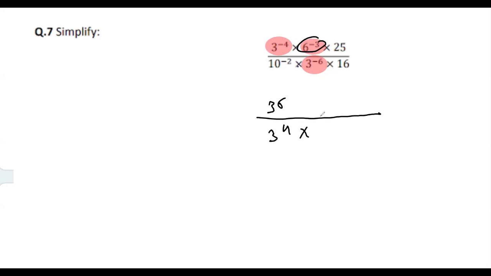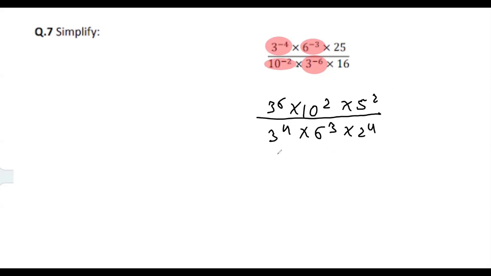And finally, 6 raised to the power minus 3 can be written as 6 raised to the power 3. Further, I missed one more number which has a negative power, that is 10 raised to the power minus 2, which can be written as 10 raised to the positive power 2 in the numerator. Well, the other numbers which have a positive power remain here, like I can write 25 as 5 squared and 16 as 2 raised to the power 4.